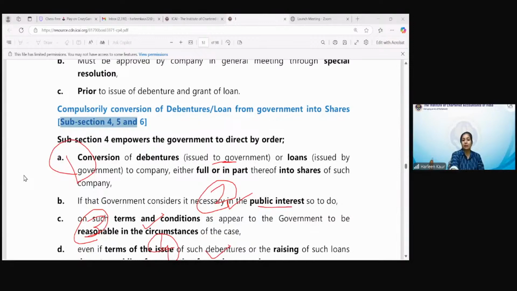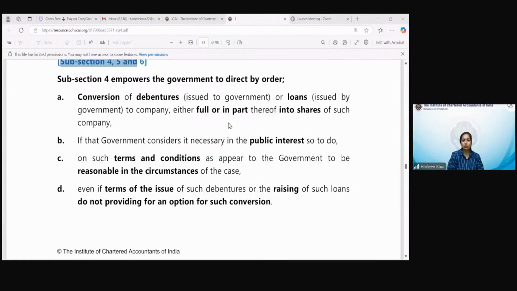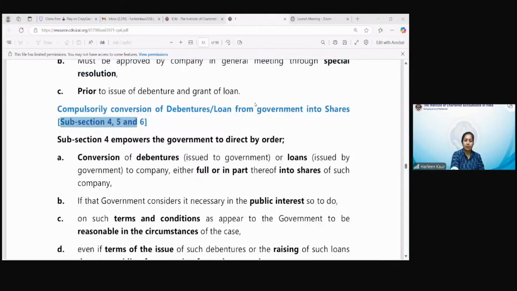of debentures that we will be converting it, then also the government has a right, because the government can make a forceful conversion. Here you can write the words: it's a forceful conversion of debentures into shares by the government if it thinks fit to be done in the public interest. Clear?